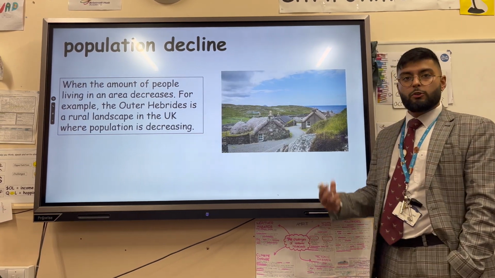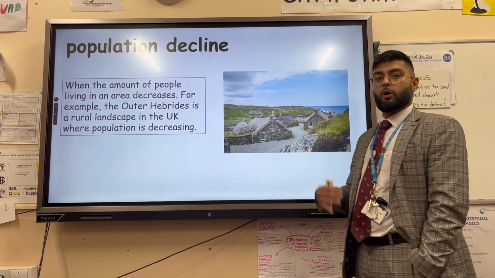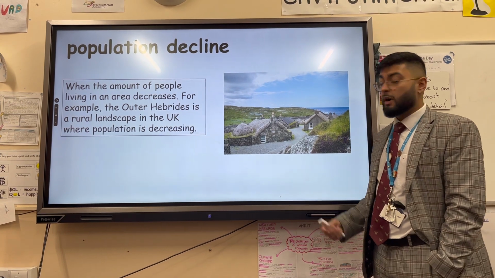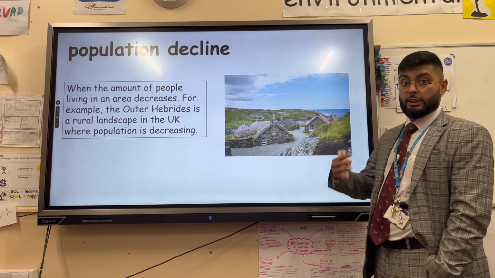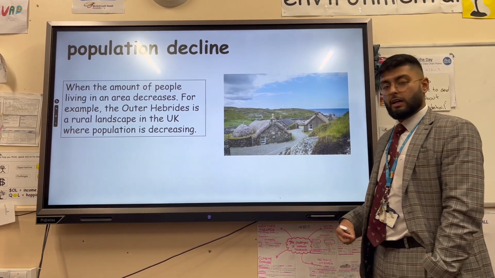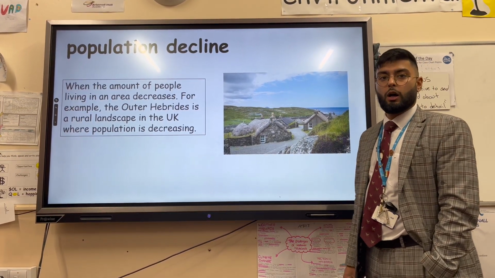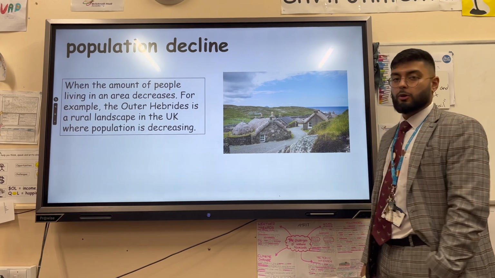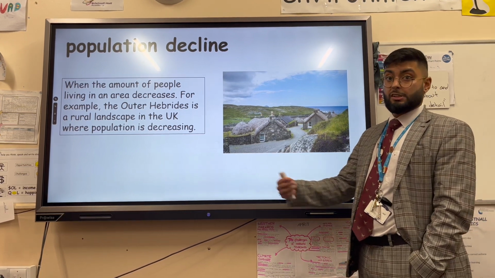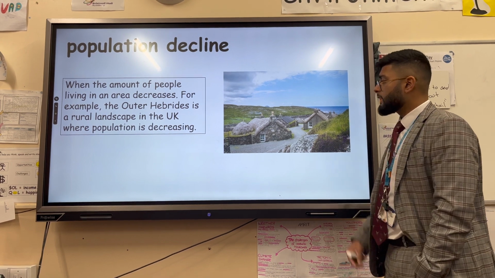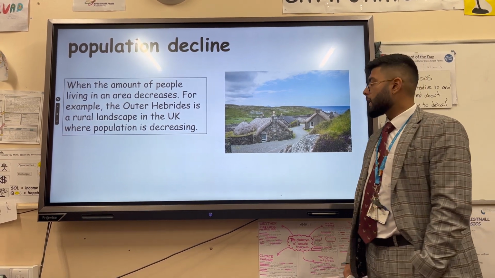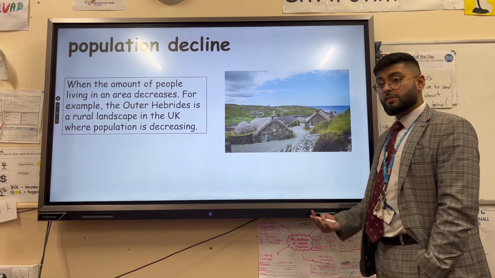But there are also rural landscapes, usually remote or isolated landscapes, so far away from anywhere, that are experiencing population decline, or the population is going down. The main reason it's going down is because people are leaving for urban areas. So for example, people leave the Outer Hebrides to go to Glasgow on mainland Scotland. As a result, again, there are lots of negative impacts in terms of services closing.